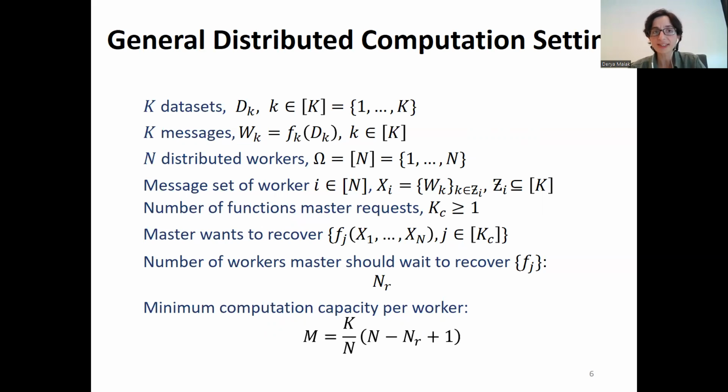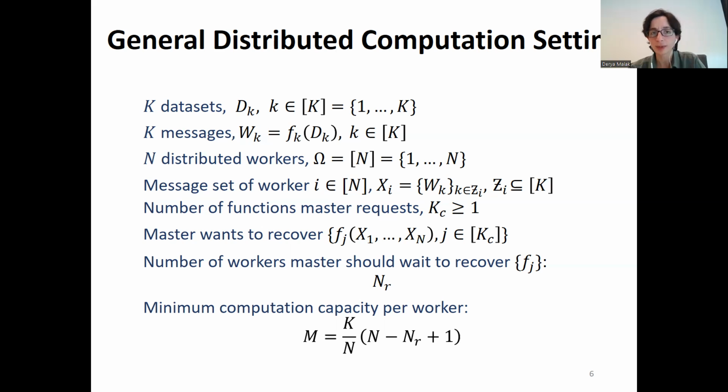So in the general setting, we assume that we have K data sets, capital K, indexed by this variable small k. And we have K messages that are these univariate transformations being stored at each server, the W_k's. And we have N distributed workers. The set is denoted by Omega. Each of these distributed workers contains a message set, denoted by X_i, which is nothing but a subset of the set of entire messages. And that subset is denoted by Z_i for worker i. So this subset is a subset of these K data sets.